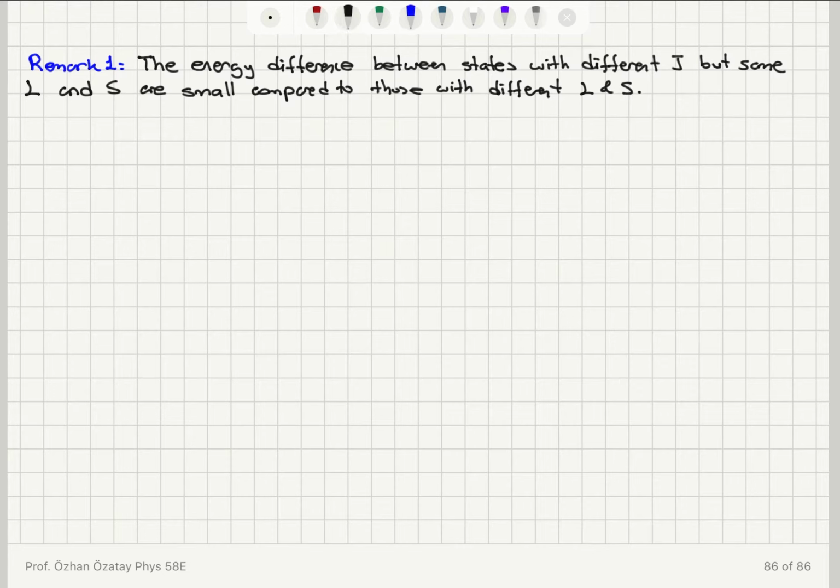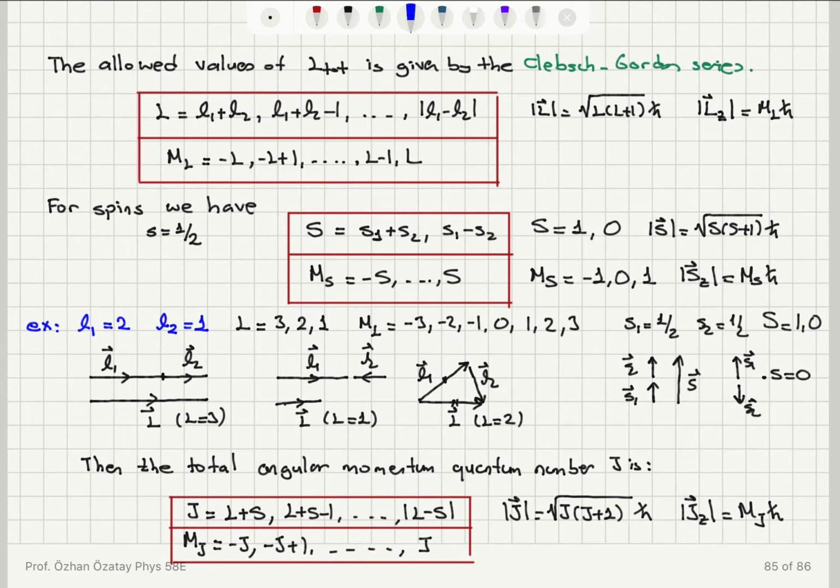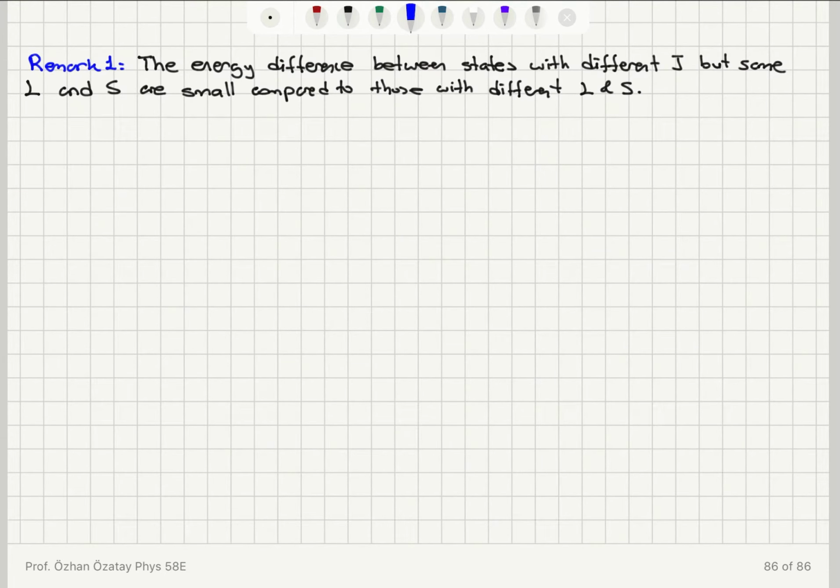So we're going to find that if the J value is different for two states, but they have the same capital L and capital S values, as you know, we have a set of J values possible for a given capital L and capital S value. So if you look at the energies of these states, this is state 1, this is state 2, etc., and we compare their energies, we find that these states will have a small difference in energy compared to those that have different capital L and S values.